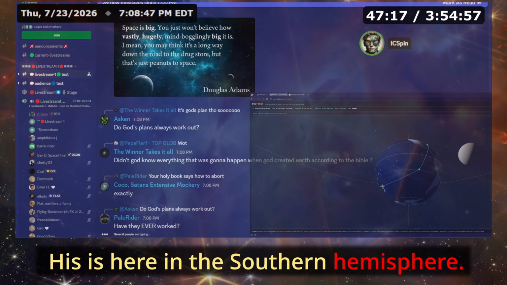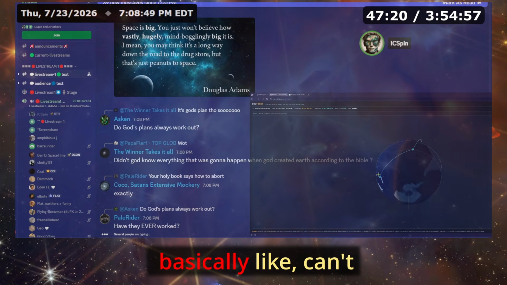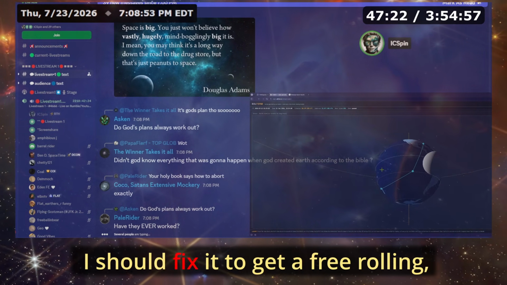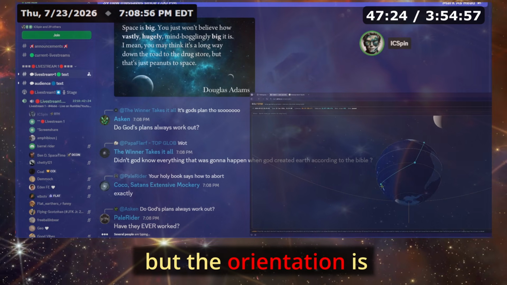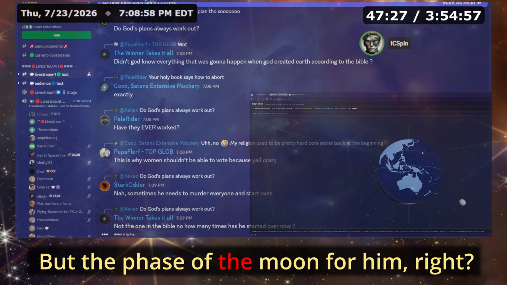His up is here in the southern hemisphere. So his up is basically, I can't flip it all the way over, I should fix it to get it free rolling. But the orientation is going to be different for sure, right? And the phase of the moon for him, right?